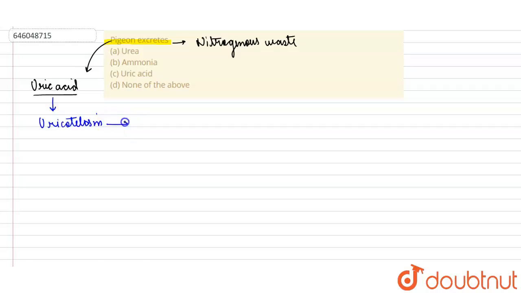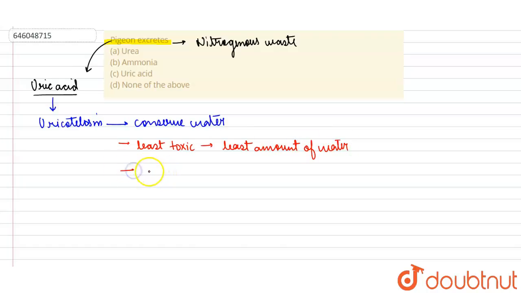Excreting uric acid helps in the process of conserving water. How does it conserve water? Because uric acid is the least toxic waste. As it is least toxic, it requires the least amount of water, and being least toxic, it can be stored for a prolonged period. So prolonged storage can be done in the body without any harm or toxicity.